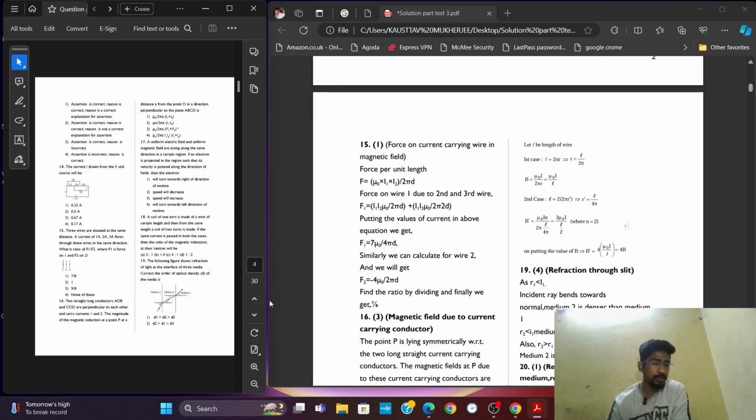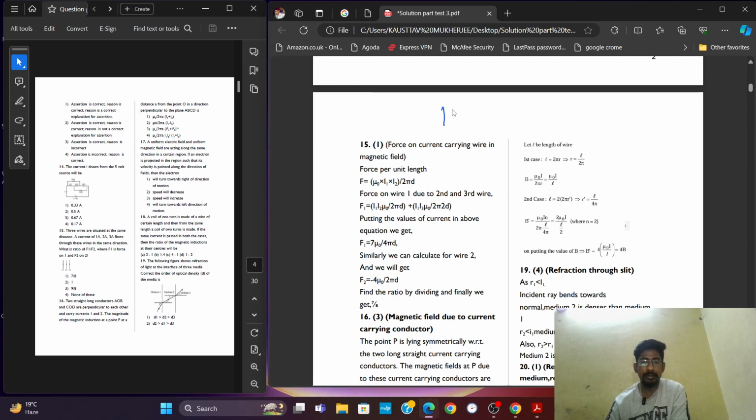Question number 15. The wires are situated at the same distance. Currents of 1 ampere, 2 ampere, and 3 ampere flow through these wires in the same direction, both downward. What is the ratio of F1 to F2, where F1 is the force on wire 1 and F2 is the force on wire 2?